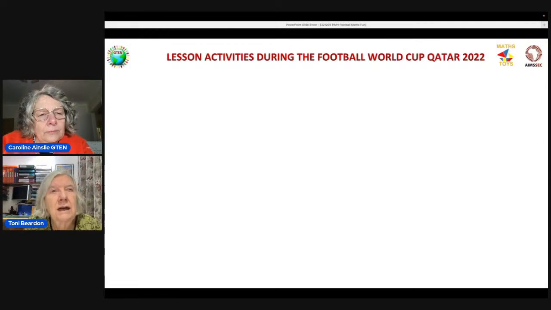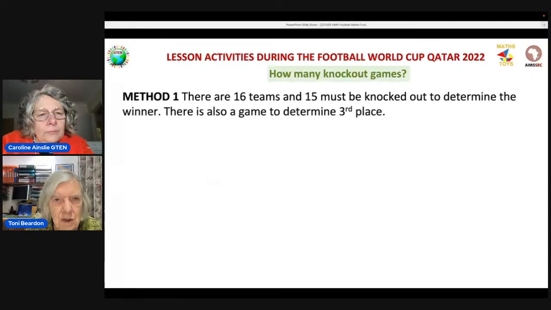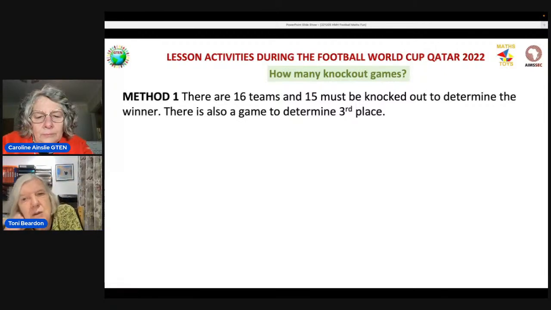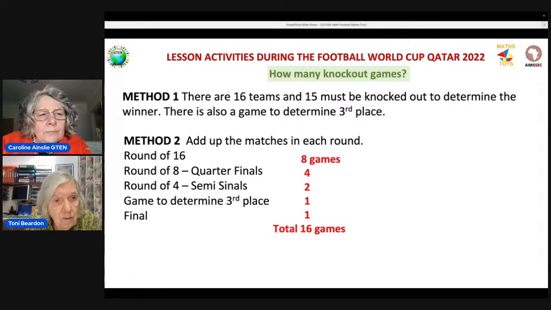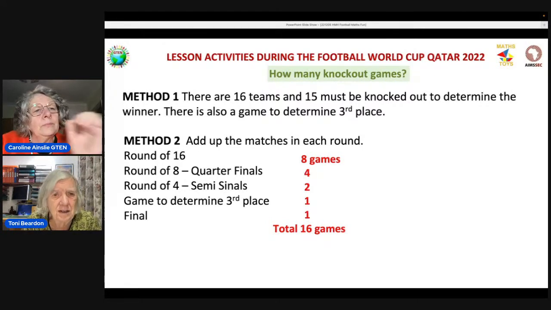So this is how many you get. There are 16 teams, and 15 must be knocked out. There are 2 methods of doing this. 15 must be knocked out to determine the winner. So that means 15 games with 1 team knocked out each time, and there's also a game to determine third place. That's 15 plus 1 is 16 games. Now, that's the other way. Which way seems better to you, Caroline, of these 2 methods of working out how many games?